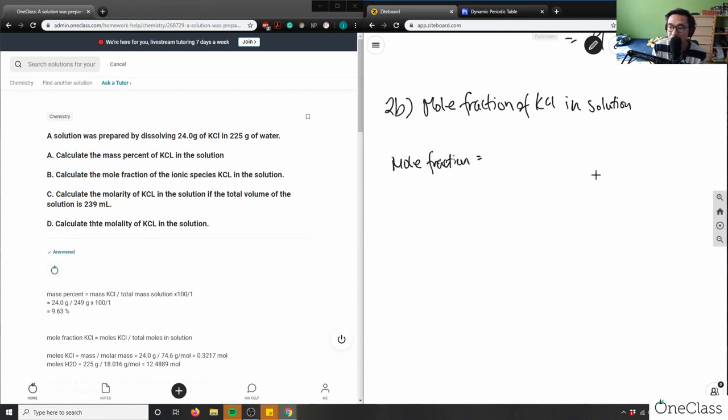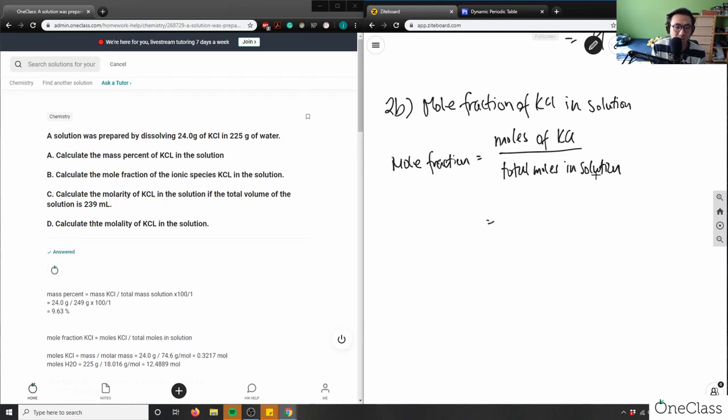would equal the moles of KCl divided by total moles in solution, right? It would be a percent, so we would multiply that by 100%. Actually, no, it's not a percent, sorry, it's just a fraction, so we don't actually have to multiply that by 100%. It's just a fraction here.